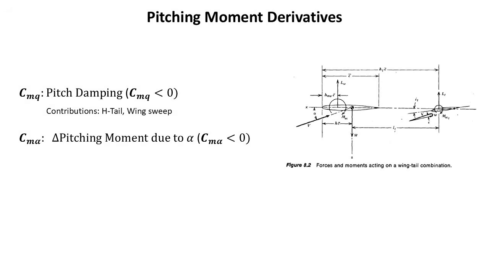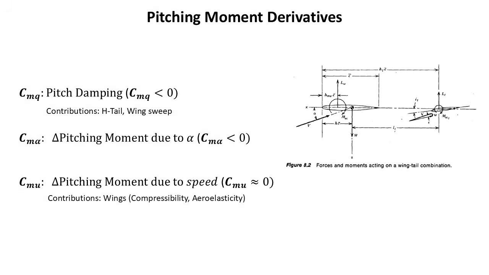CM alpha describes how the pitching moment changes with angle of attack, and this should be negative. Please review the last video for a complete derivation of this and to understand why this must be negative for a stable aircraft. CMU describes how the pitching moment changes with changes in forward speed, and just like CLU, it's dependent on compressibility effects, and for low speed, incompressible analysis it's usually small and close to zero.